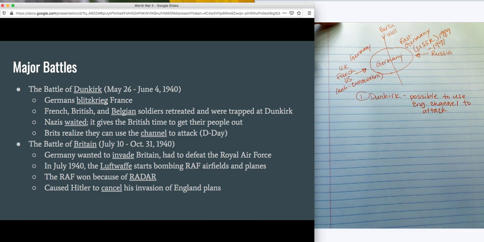The Germans were blitzkrieging France, and the French, the British, and the Belgian soldiers retreated and were trapped at Dunkirk, which was a beach in northern France. The Nazis paused for some reason. I'm not totally sure why. It's just a detail that I don't know. You should look it up. And it gave the British the time to get all of their people out, but it was incredibly difficult, and it was quite the rescue operation. They were sending fishermen in little pontoon skiffs out across the English Channel.